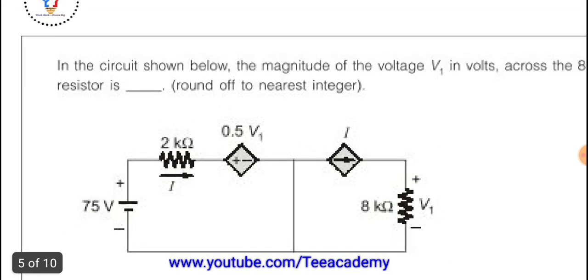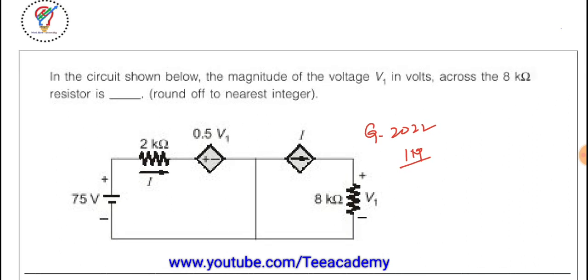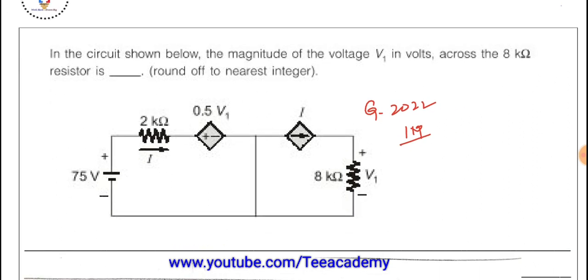So next question. This question was asked in GATE 2022, and this is for 1 mark. In the circuit shown below, we need to find the magnitude of the voltage V1 across the 8 kilo ohms resistor. V1 is nothing but 8 kilo ohms into the current flowing here, which is I. Let this be equation number 1.